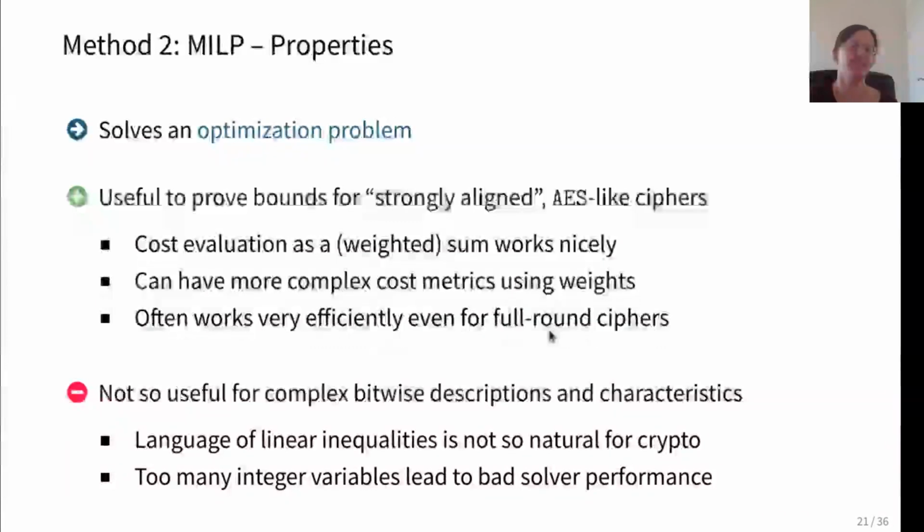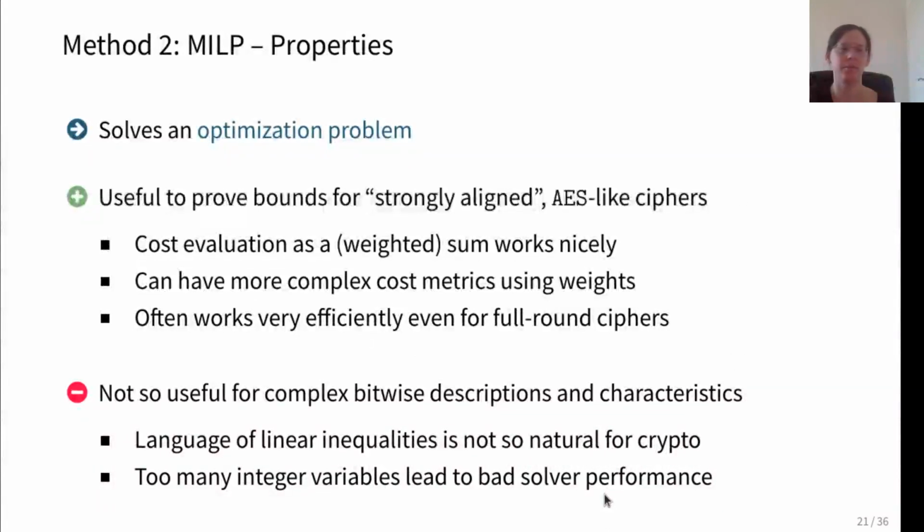The downside is, as soon as you have many more integer variables, because you're doing, for example, a bitwise description, or because you have a very large state, this usually becomes too inefficient for the solvers. So you get too many variables and thus bad performance. And the other thing is that you maybe figured out in the last few minutes that this language of linear inequalities is not really a very natural language to describe crypto, because crypto is usually very far from linear. So some good things, some downsides.